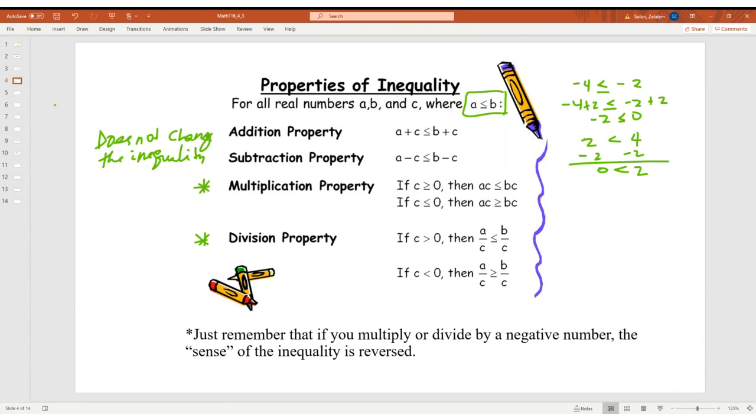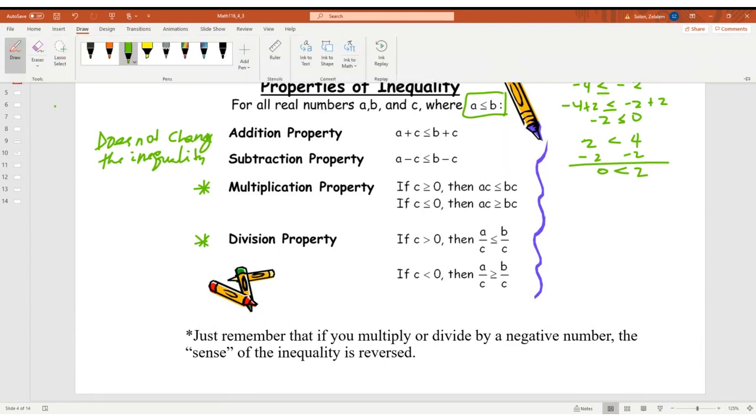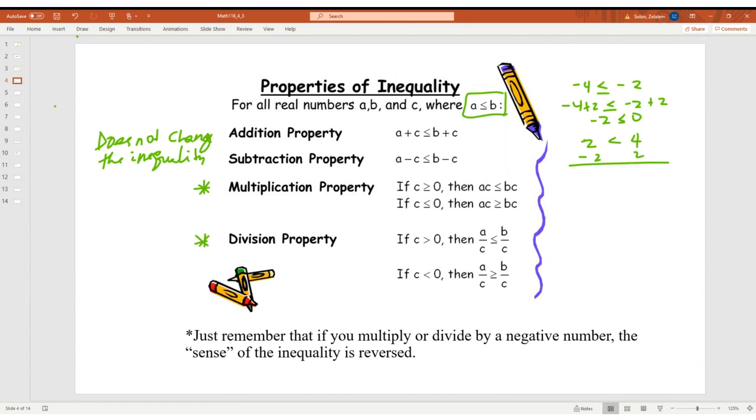So you can add numbers on both sides of the inequality and the inequality still stays the same. But for multiplication, it will be different. If you multiply by a positive number, the inequality stays the same.